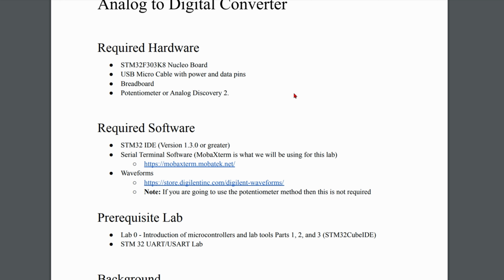Lab 6, before we move on to the final project, is going to be the analog to digital converter, or ADC, lab. So the required hardware is a little bit more than our Lab 5.